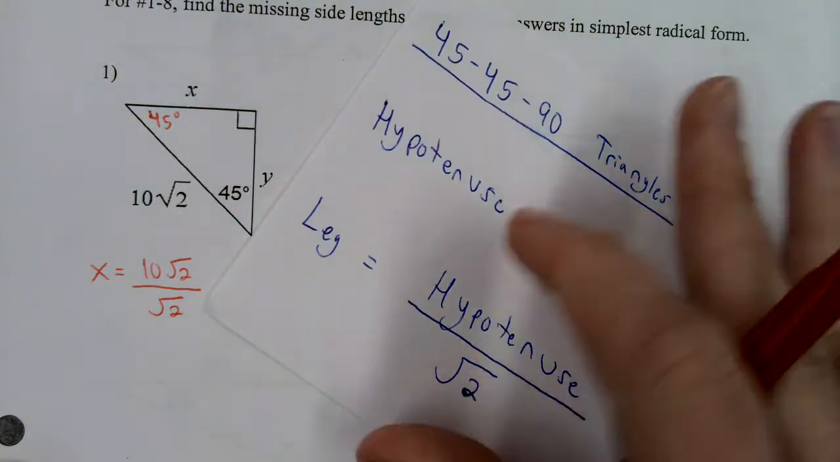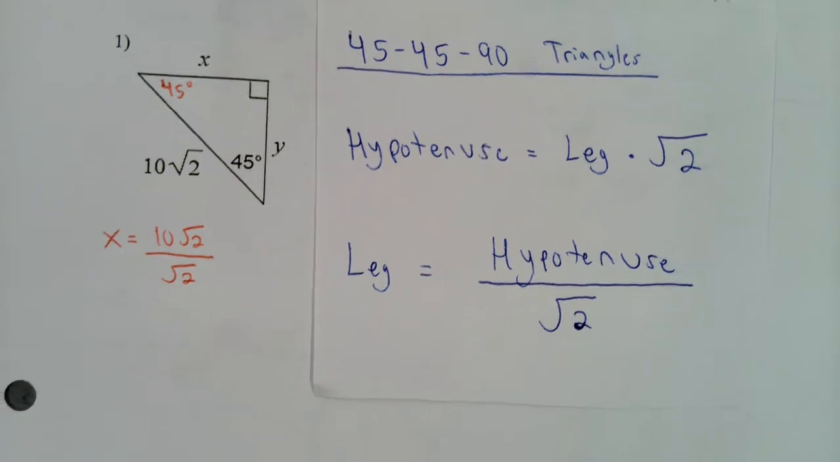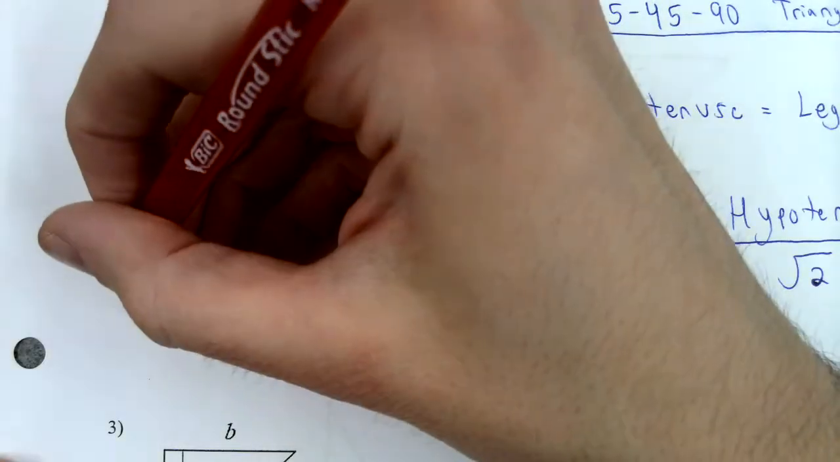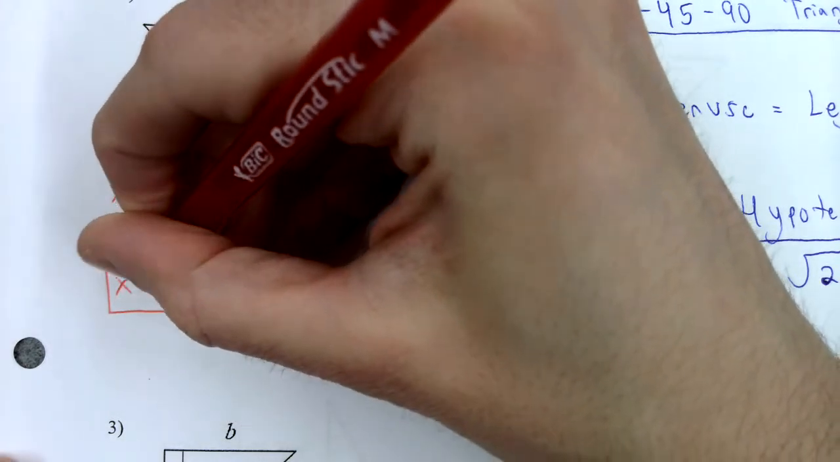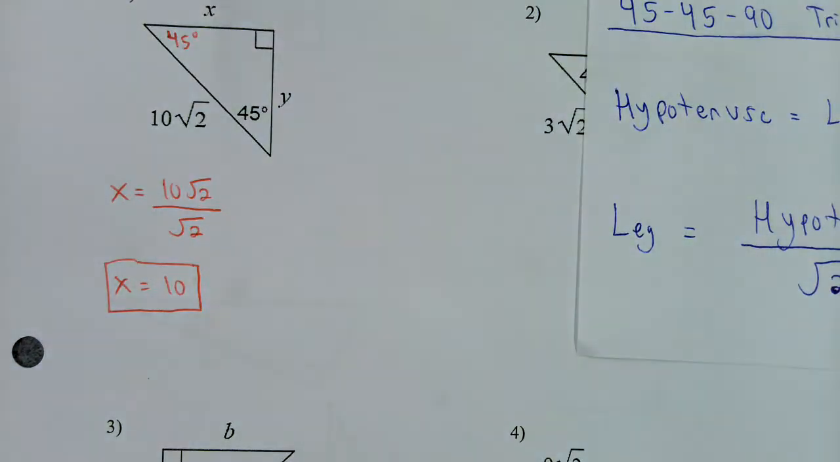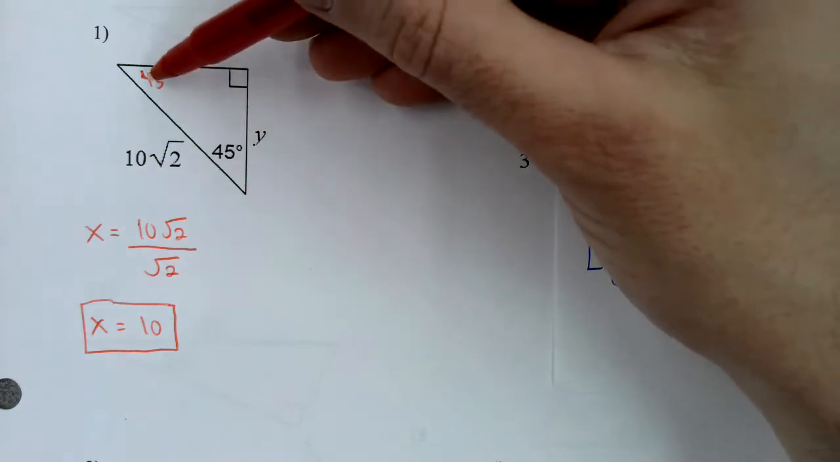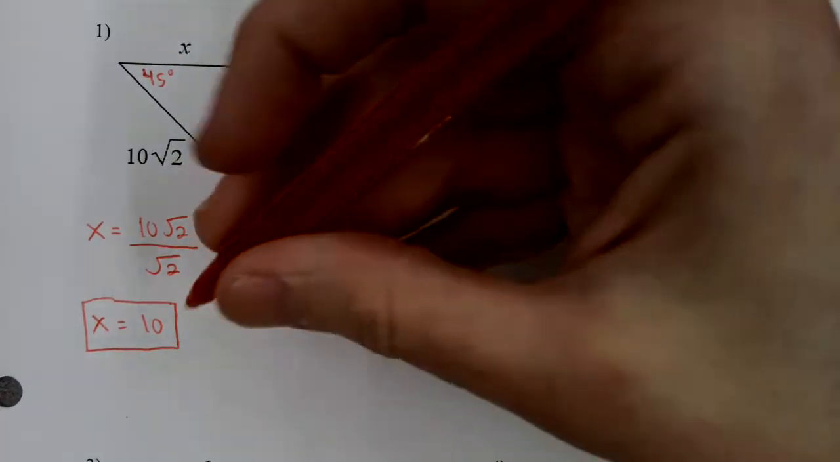Again, I'm using this formula. Not the top one, the bottom one. Leg equals hypotenuse divided by square root of 2. So x equals 10 square root of 2 divided by square root of 2. And the square root of 2 is divided out, and you just get x equals 10. Now think back to the isosceles triangle theorem and the converse of the isosceles triangle theorem. If these 2 angles are the same, then the 2 sides opposite them are the same. So since x is 10, y is also 10.